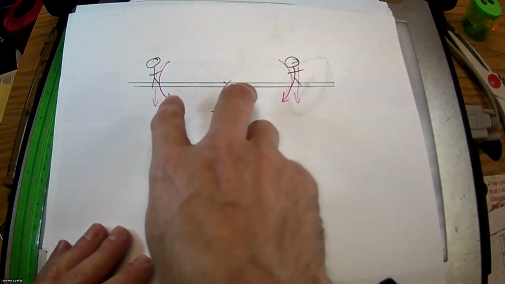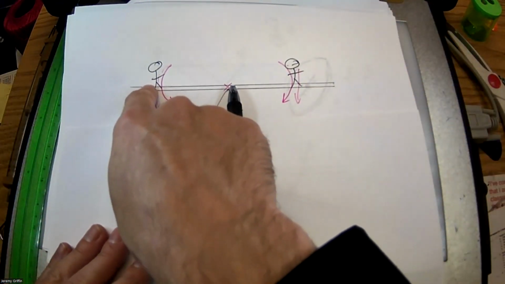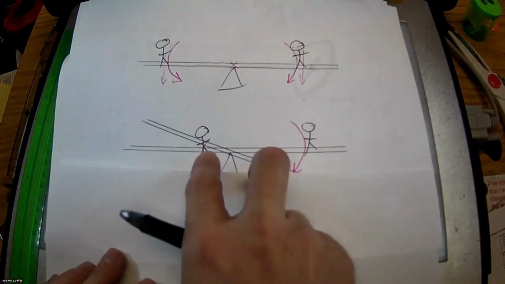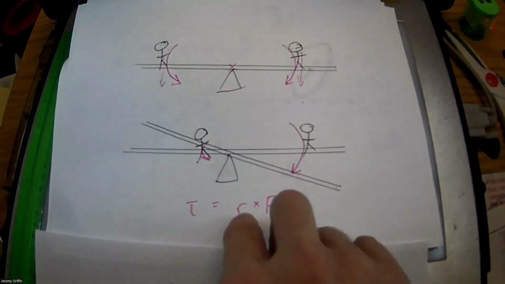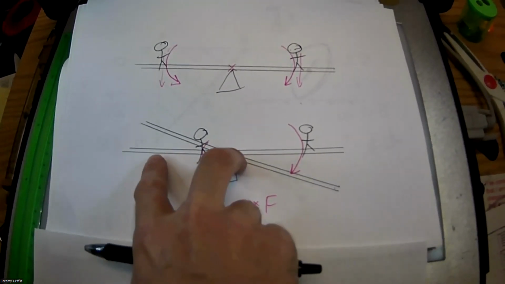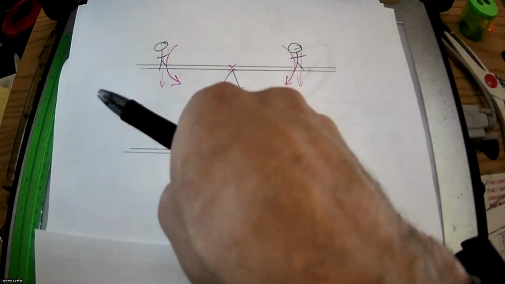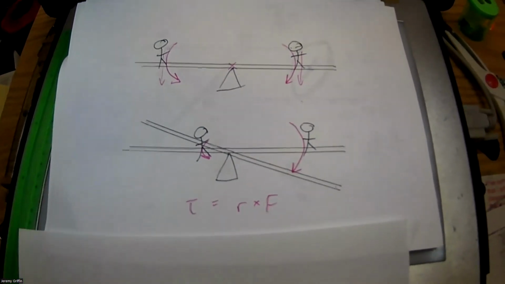Torque is R cross F. Now I'm going to take this guy on the left and scoot him in towards the center. Isn't that going to do like this? Since torque is R cross F, a smaller radial arm means a smaller torque. So now we're going to go clockwise like that.